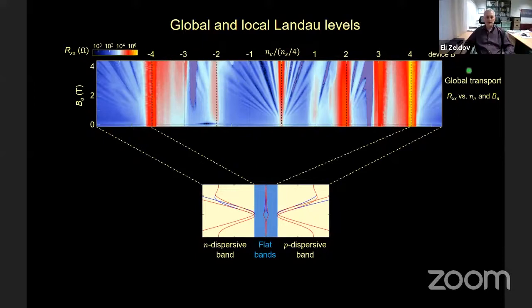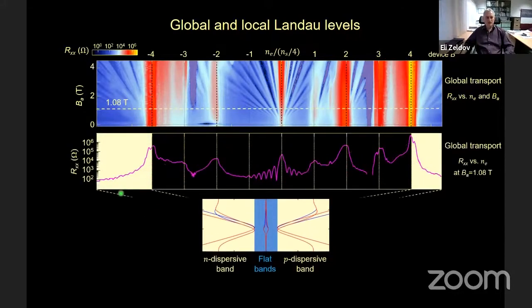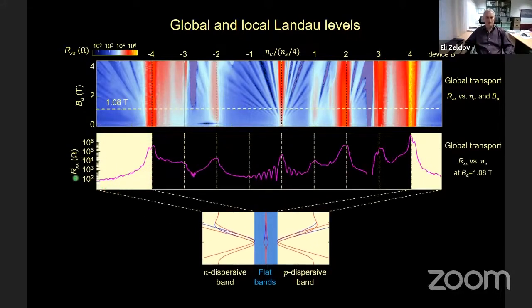And again, this is the global transport showing Rxx on a logarithmic scale as a function of field and carrier density. But now let's look at a particular line through this at around 1 Tesla, where we did these measurements. This is how the transport looks, again Rxx on a logarithmic scale. At 1 Tesla, you clearly see these correlated states, you clearly see ns, and you barely see some quantum oscillations near charge neutrality, and you don't see any Landau level physics in the rest of the diagram.